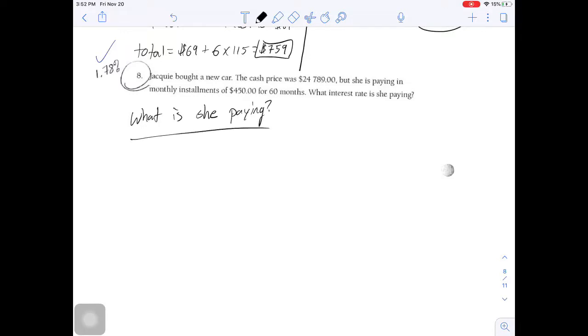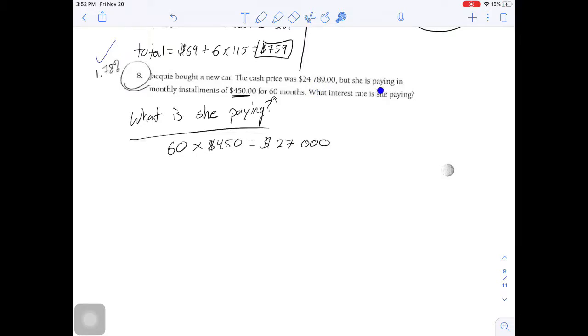Okay, well, what she's paying is, for every month she pays $450, and she's doing this for 60 months. So 60 times 450, that equals $27,000. So you can already tell that's way more expensive than what the cash price is. That's roughly close to $2,300 more.